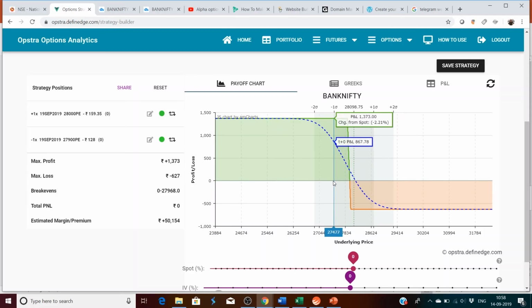You can try, and you have to be very calculative in doing this. Otherwise the risk to reward in this model is very good. You're buying one put and selling one put. Your max loss is 600 rupees, which you're going to lose. Max profit is 1300 rupees. So this is one strategy which I suggest for every beginner to start with and play around with options.